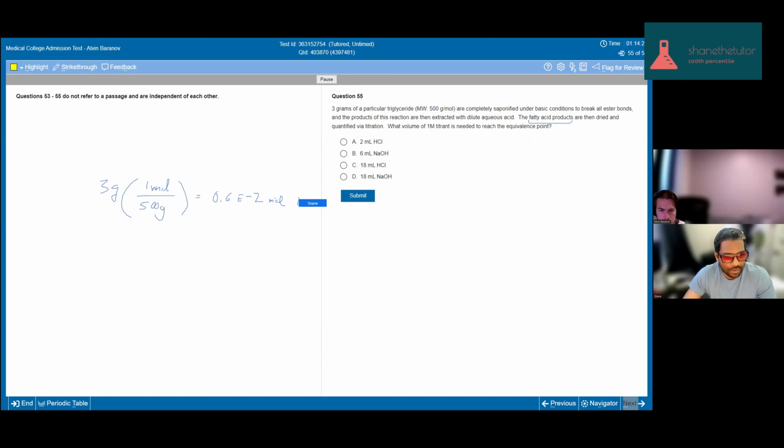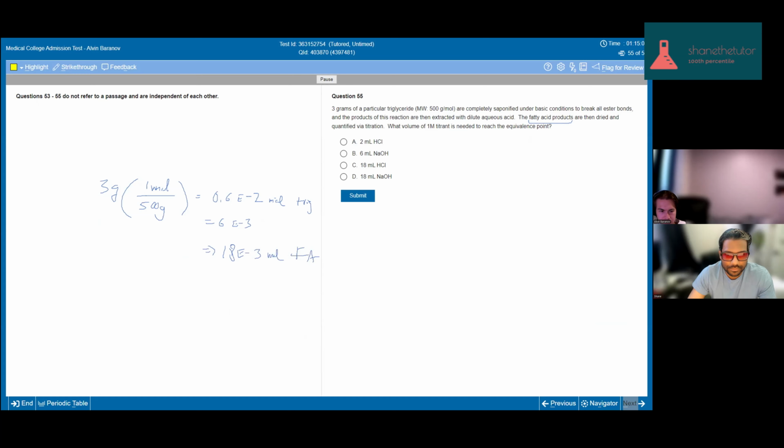So if this is the amount of triglyceride, we would actually multiply it by three, since each triglyceride has three fatty acids. So this is 6e minus three. If you multiply it by three, you would get the number of fatty acids, right? So that would be 18e minus three moles of fatty acid, right?